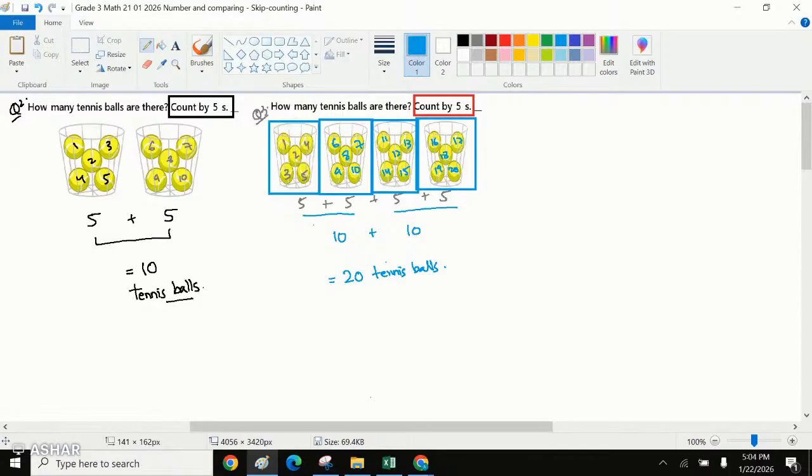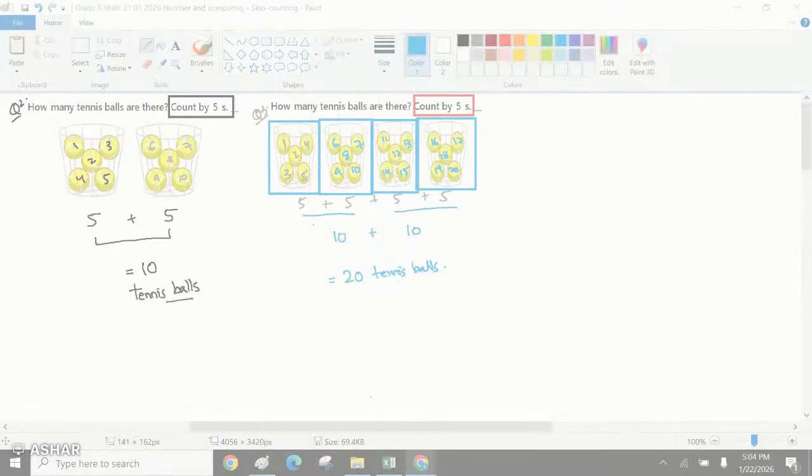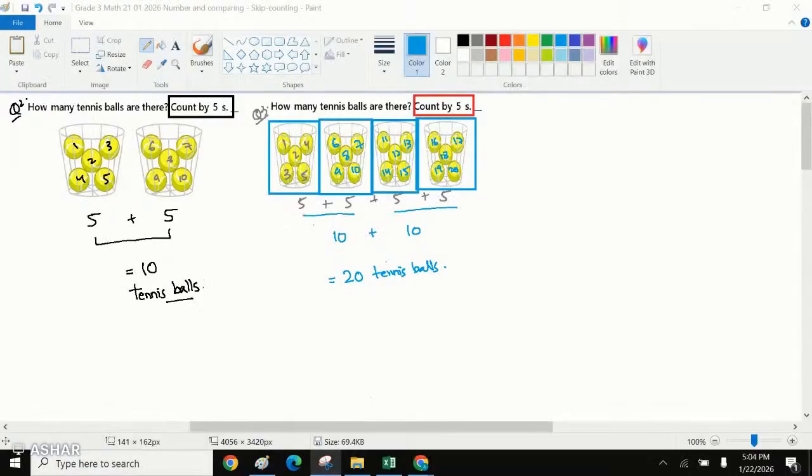So what we are doing is we are counting bucket 1 and we're adding them together, right? Okay. So let's have a look at the next question. How many ice creams are there? Let's count by fives, okay? Let me just copy this.